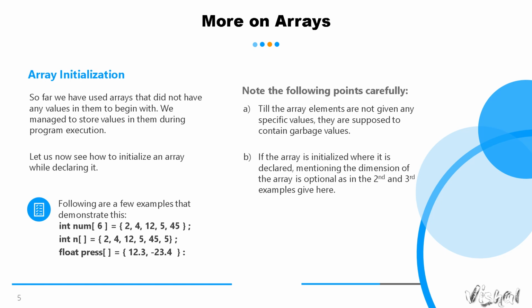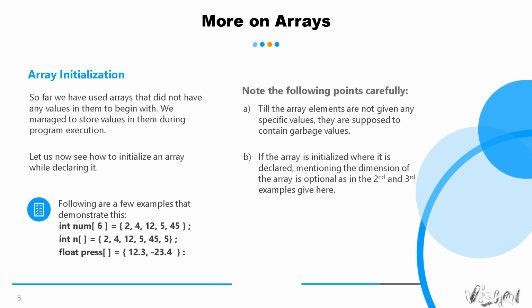The second one is that if the array is initialized at the place where it is declared, mentioning the dimension of the array is optional, as in the second and third. So again, come to our example here. In the second example, we have not described the size of the array. We have just given the data on the right side of it. Assigning the size is not important here, because the array will automatically get its size. It will just count the number of data items and set the size. We don't have to do that.